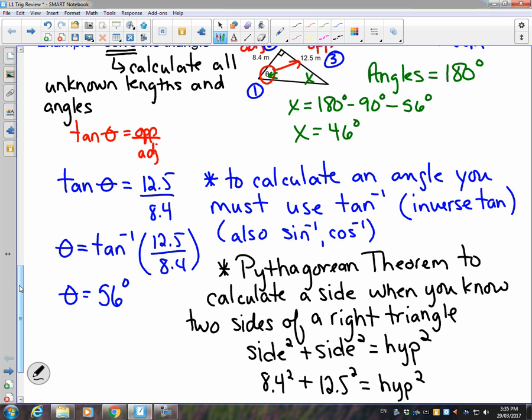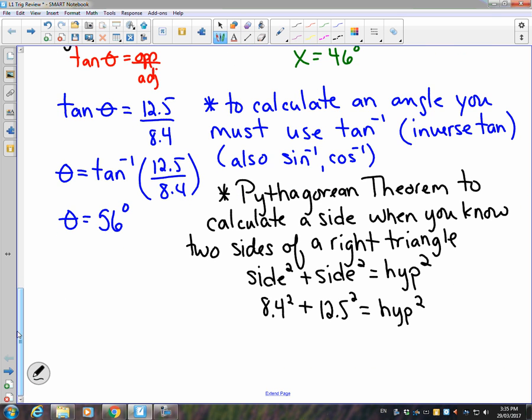And you can give the hypotenuse a letter if you want. I'm just going to work with the hypotenuse right now. And I'm going to calculate that answer on my calculator. 8.4 squared plus 12.5 squared. And I've got 226.81. But I don't want to know what the hypotenuse squared is.